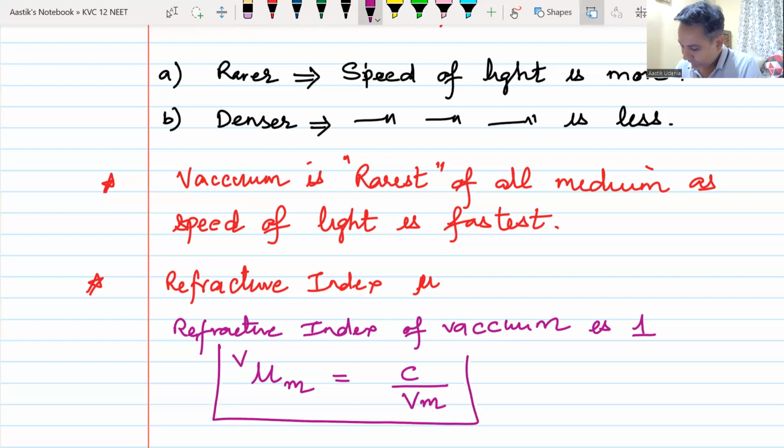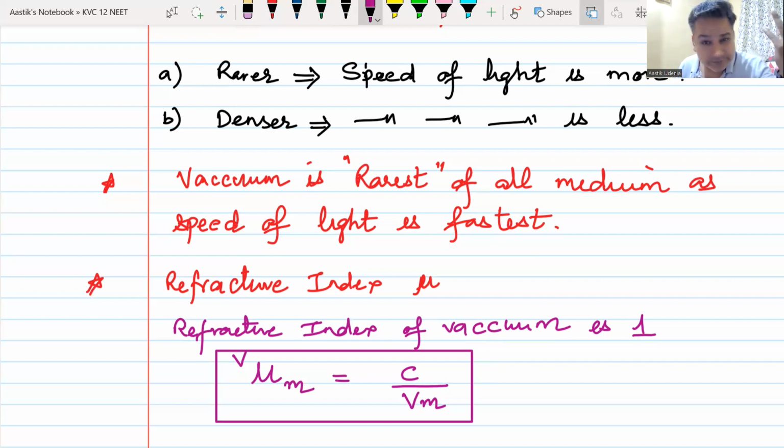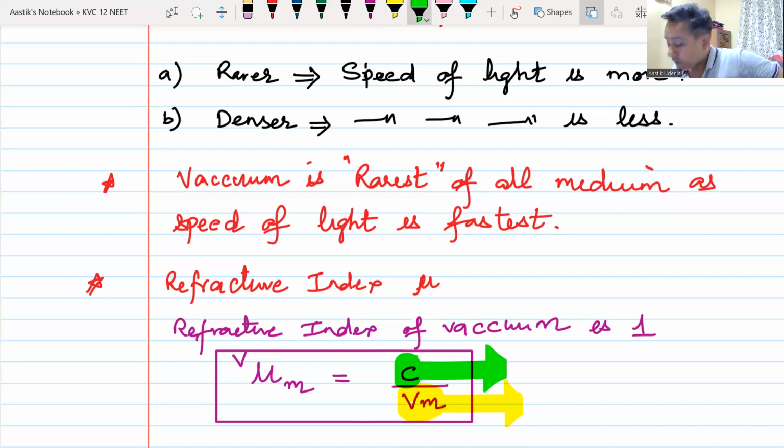Speed of the light. Speed of light in where? Vacuum. Speed of light in vacuum. What does Vm or V stand for? This stands for the speed of light in vacuum, and this stands for speed of light in the medium. Do we understand this? Yes, sir. So this is how you can find out the refractive index of any medium.